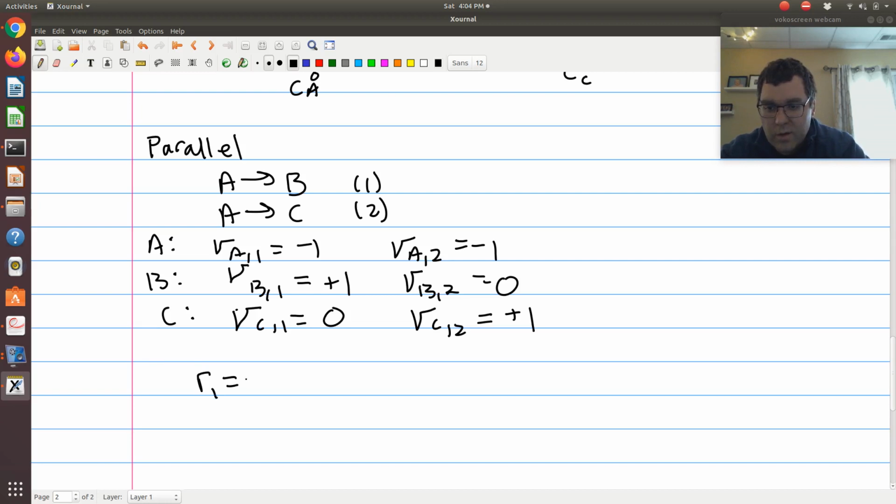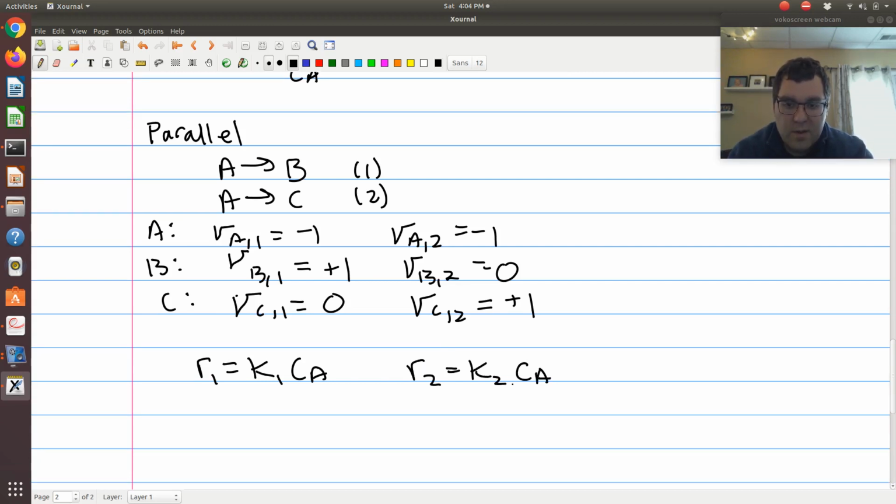Now my rate expressions are still almost the same. R1 is going to be K1 times CA. R2, A is still my reactant, and so I said let's take this to be K2 CA. But your expressions for K01 and K02 would be the same.